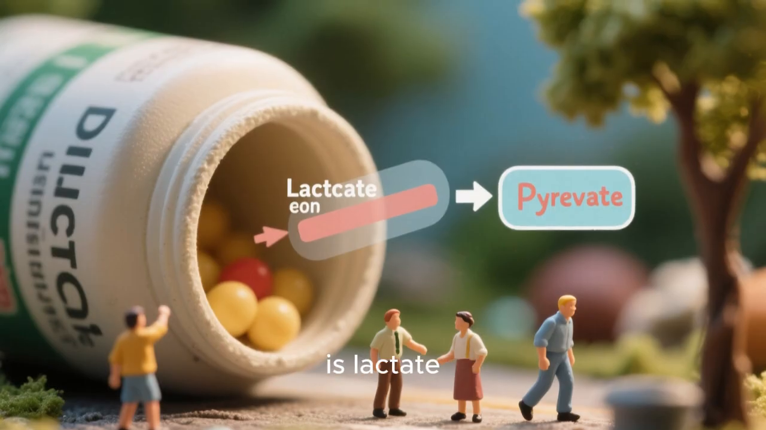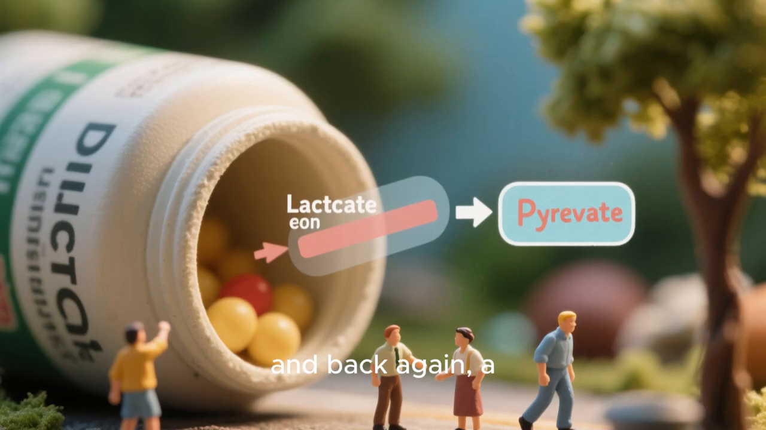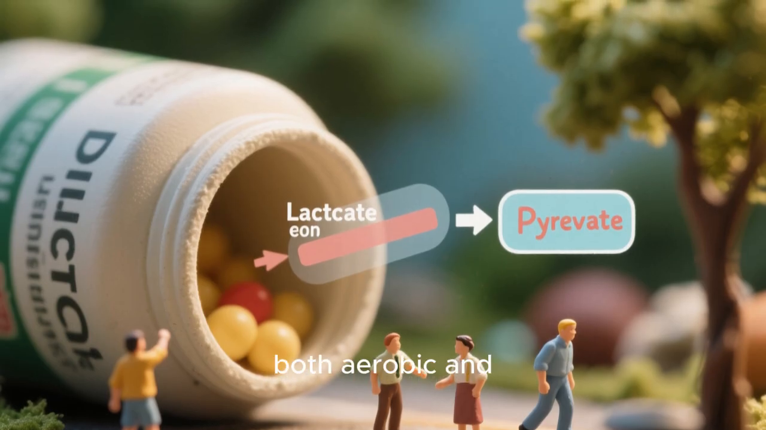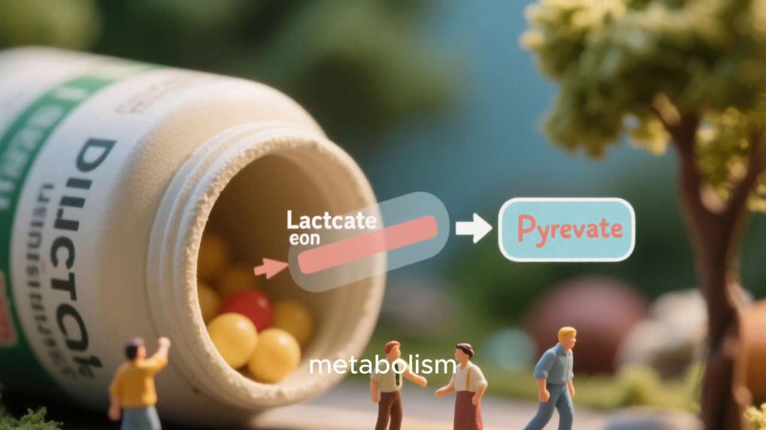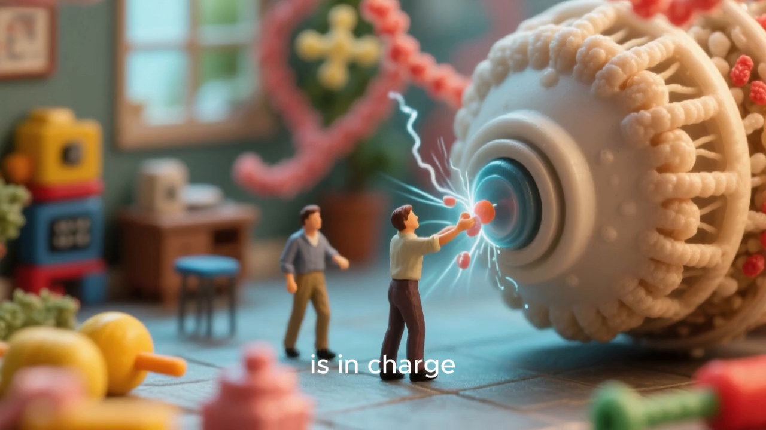A classic example is lactate dehydrogenase, which converts lactate to pyruvate and back again, a crucial step in both aerobic and anaerobic metabolism. So whenever you see electrons on the move, you can bet an oxidoreductase is in charge.